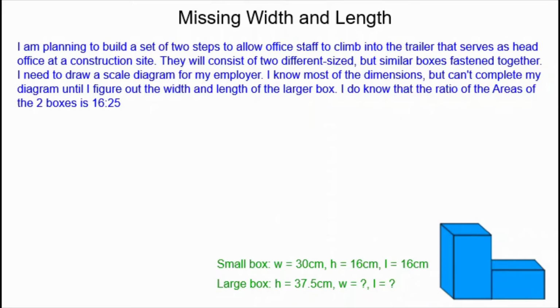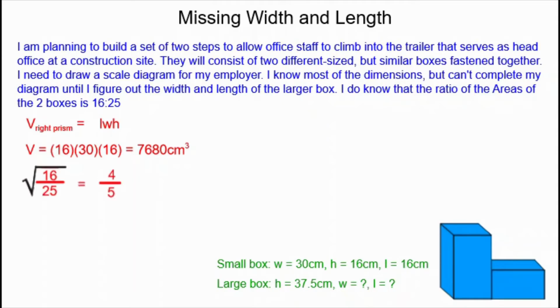One approach to this problem is to start with the volume of a right prism formula. We have enough information from the small box to fill that formula in. And when we do, we get a volume of 7,680 centimeters cubed. But now we need a ratio to work with. And the area ratio isn't right for this because the values we know are distances and volumes.